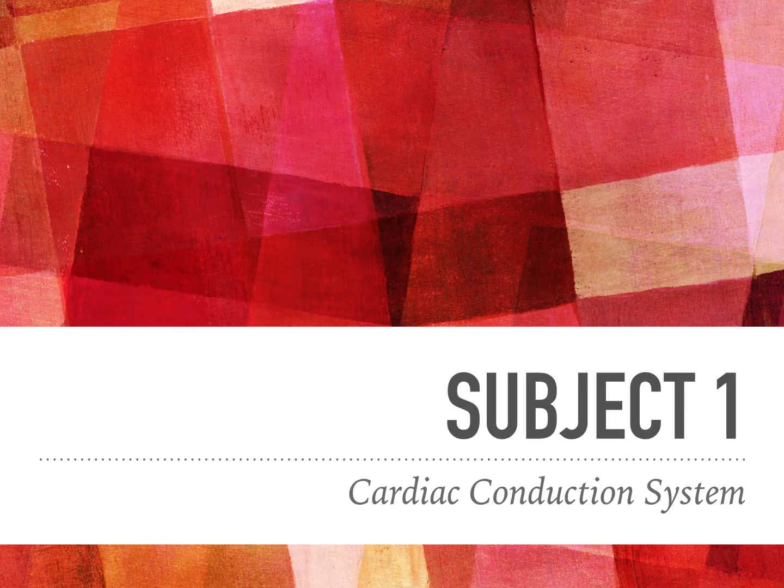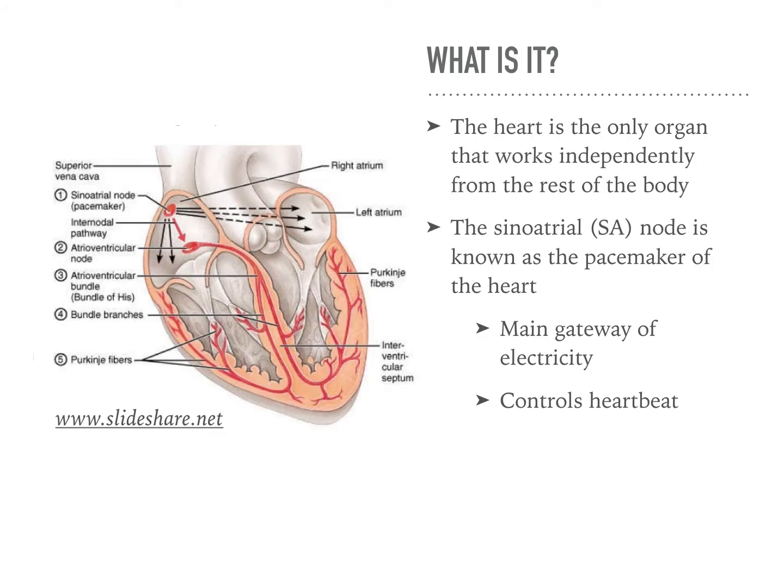So, the first subject I wanted to go over is the cardiac conduction system. This is important because the heart is the only organ that works independently from the rest of the body, and this is because it has its own conduction system, and therefore it's autorhythmic. So, this whole system starts with the sinoatrial or SA node, and this is known as the pacemaker of the heart. The SA node controls heartbeat and is the main gateway of electricity in the heart.